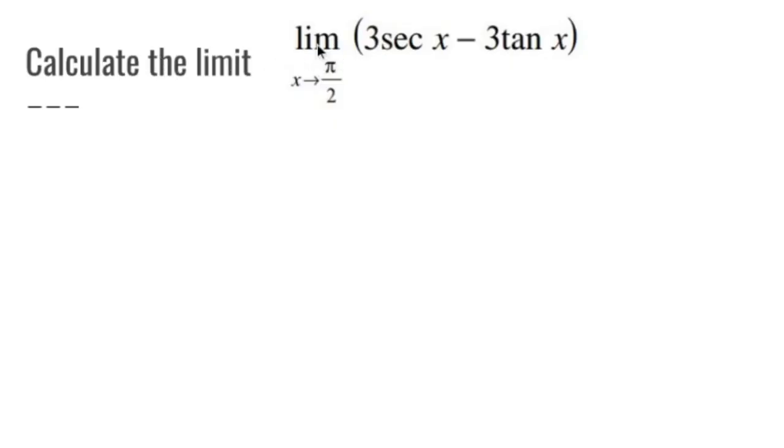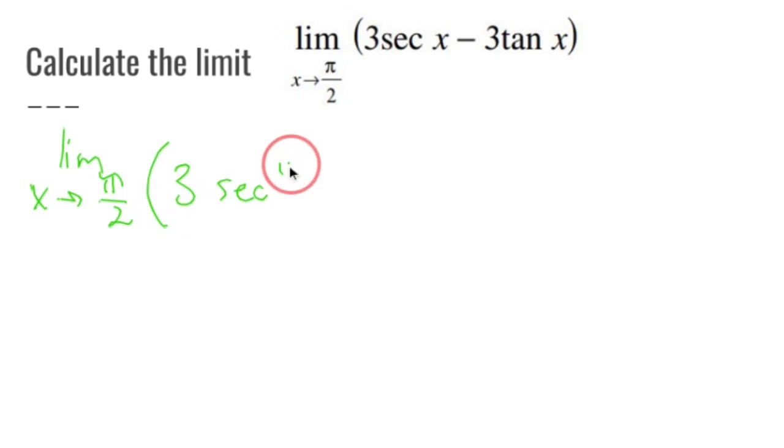Let's calculate the limit as x goes to pi over 2 of 3 secant x minus 3 tan x. So let's just plug this stuff in. x goes to pi over 2, 3 secant, wait a minute. Secant pi over 2 is undefined. I can't do this. This is going to be an undefined answer.